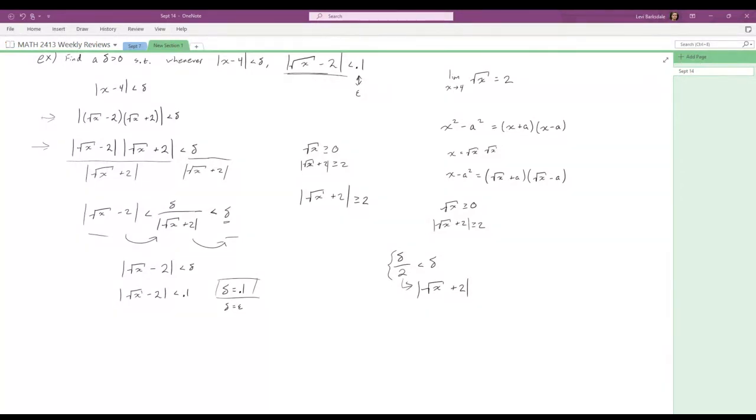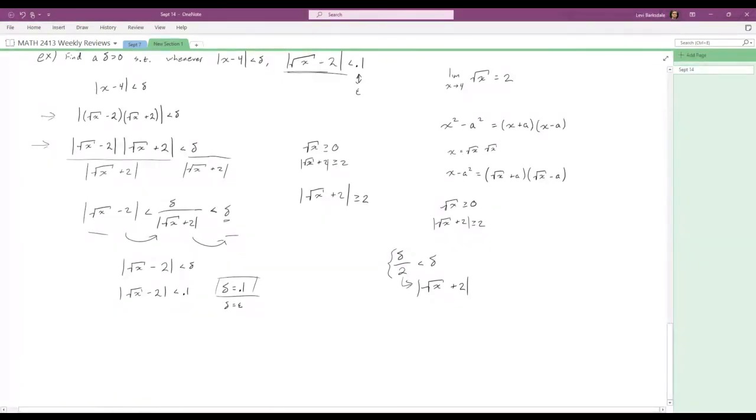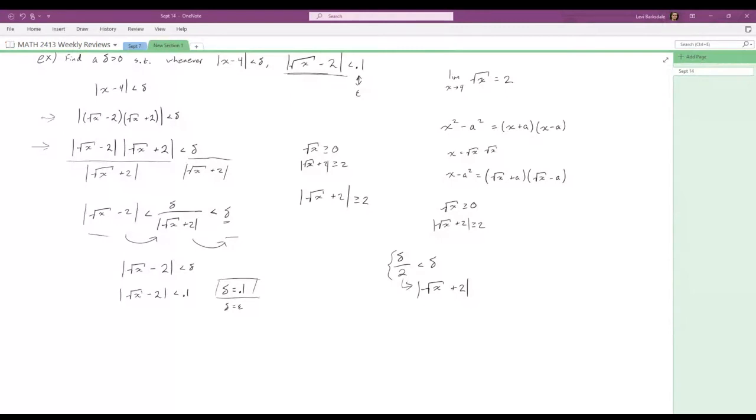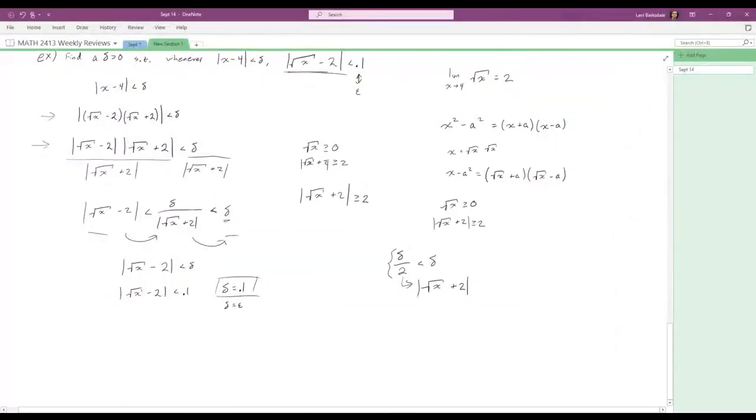When I multiply x to the 1/2 minus 2 by its conjugate, I thought you were supposed to multiply the denominator by the conjugate as well. Okay, so the thing is, I'm not actually multiplying by the conjugate here. I can see how you would get confused.